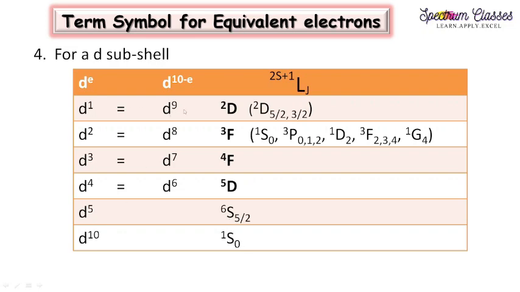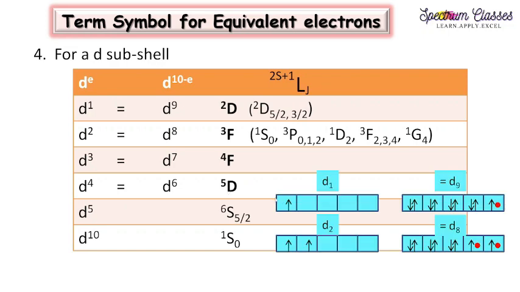Now coming to d1 and d9, how are we showing it? For d1 there is one electron, and for d9 we have one hole. For d2 we have two electrons, but for d8 we have two holes. In this manner you can understand these values, and I have also written over here that d electrons equal d10 minus the electrons, except for 5 and 10, because these are the half-filled and fully filled cases. Now, these are the ground state term symbols.